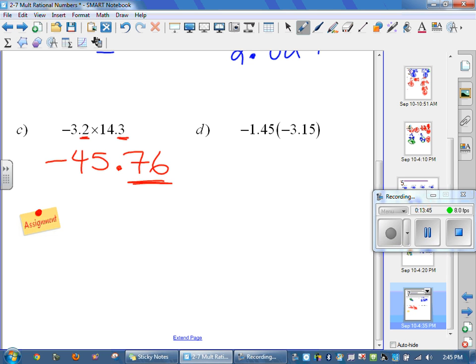Multiplying letter D, I've got 2 numbers after the decimal in the first number, 2 numbers after the decimal in the second number. My answer is going to have 4 digits after the decimal. What did we get? 4.5675. Good. 4.5675. Final answer. This concludes lesson 2.7, multiplying rational numbers.